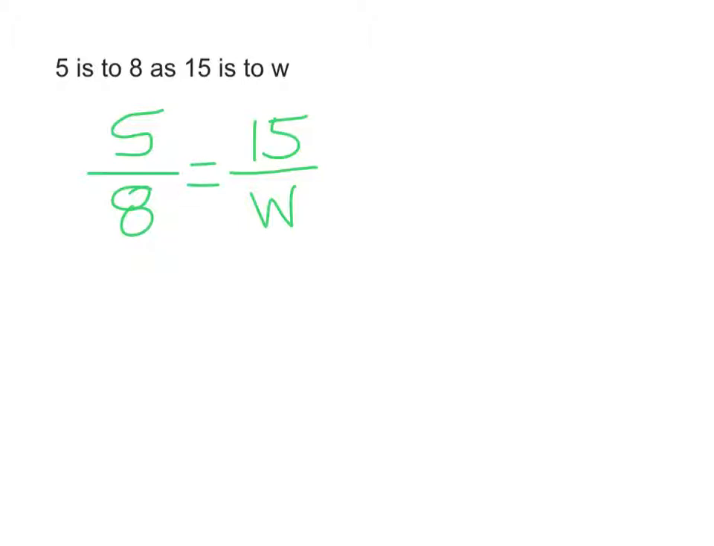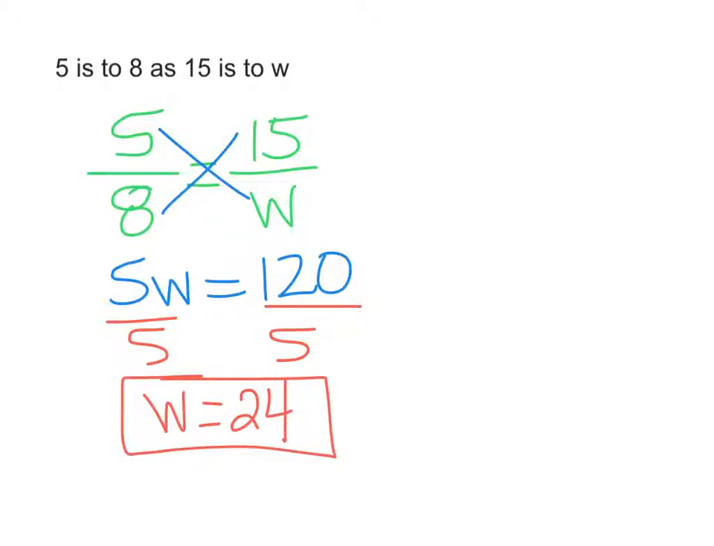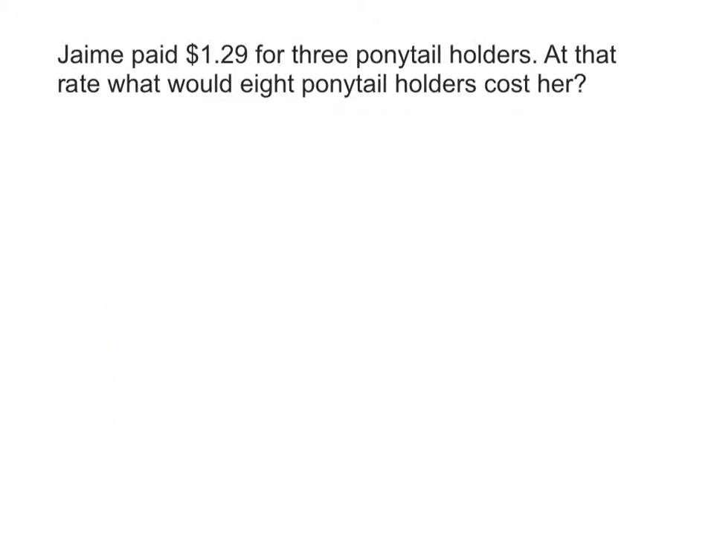So now we're going to solve for w by doing the cross products. So 5w equals 8 times 15, which is 120. And then we can divide both sides by 5. So we get w equals 24. All right, let's take a couple word problems.